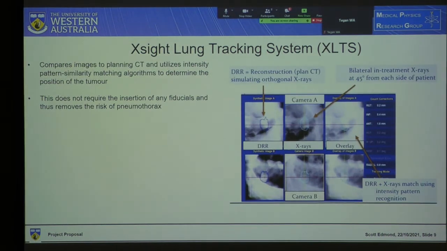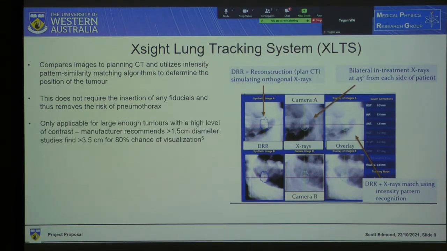So as an alternative, we have the Xsight lung tracking system. This compares the images taken by the orthogonal X-ray imagers to the planning CTs, and it compares using intensity pattern matching algorithms. As you can see on the right there, this is the planning CT, this is the X-rays taken during the treatment, and then it can overlay them and match the patterns. This doesn't require any fiducial markers, which is obviously a benefit.